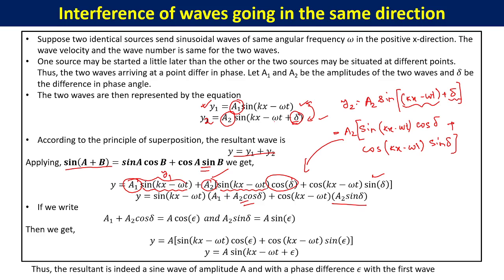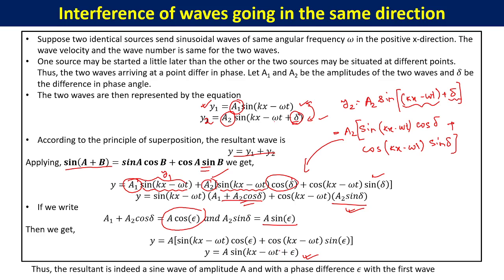All right, now we will make a little bit of mathematical manipulation here. We will simply say that a1 plus a2 cos of delta, this particular term, let us say to be A cos of epsilon, and this term a2 sine delta, let us say it to be A sine of epsilon. If you put them into this equation, you will remain with y is equal to some capital A sine of kx minus omega t cos epsilon plus cos of kx minus omega t sine epsilon. And very beautifully you see this is once again a formula like sine a cos b plus cos a sine b, which is sine a plus b, and ultimately I can write y is equal to A sine of kx minus omega t plus epsilon.